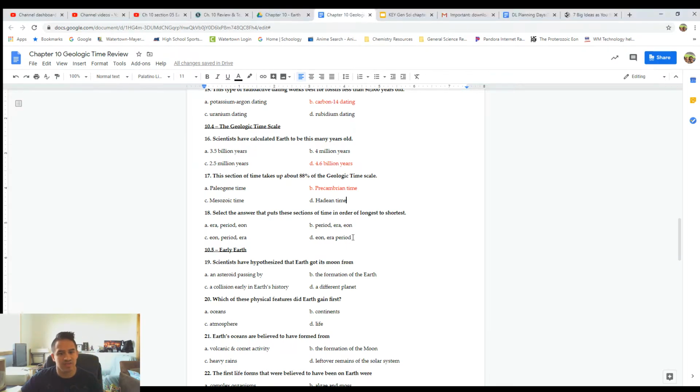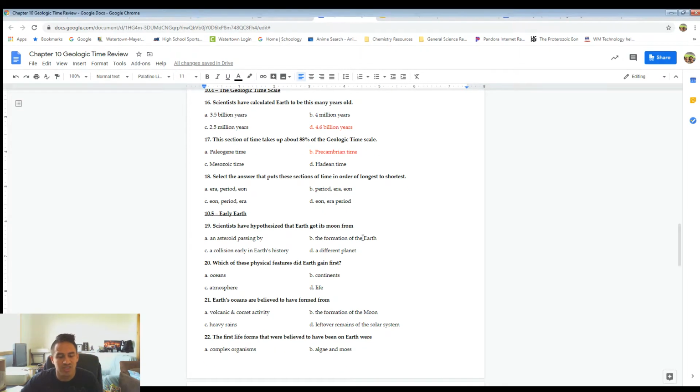Number 18, select the answer that puts these sections of time in order of longest to shortest. In the notes, they only talked about eras and periods. Eons are the section of time that's longer than an era, but it wasn't in the notes. We know that eras are longer than periods, and eons are before eras. Going from longest to shortest, we want eon, then era, then period. So this is going to be letter D. Longest is eons, eras are second longest, and periods are the shortest.